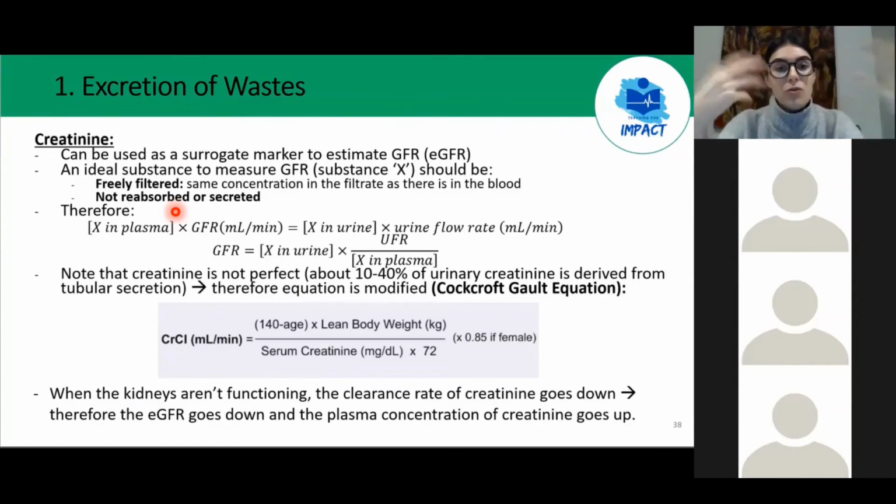To do that, this is purely just math, so you can understand a little bit more. Basically the amount of product, we call it product X, in the plasma, times the glomerular filtration rate should equal the amount of the product in the urine times the urine flow rate. If we make GFR the mainstay of the equation, we get this little equation, which can be used to measure the glomerular filtration rate using this ideal substance X that is freely filtered and not reabsorbed or secreted.